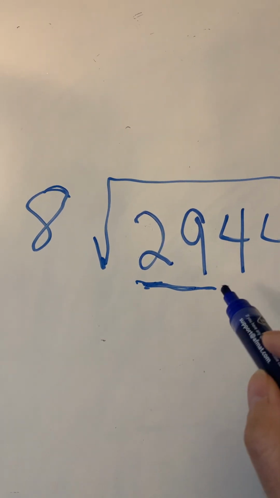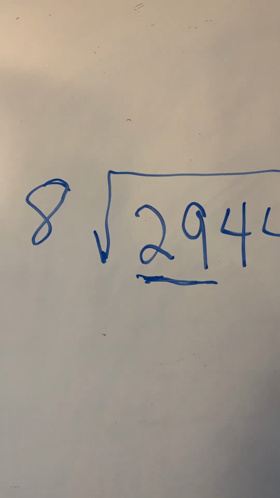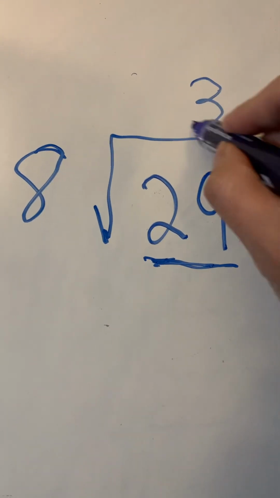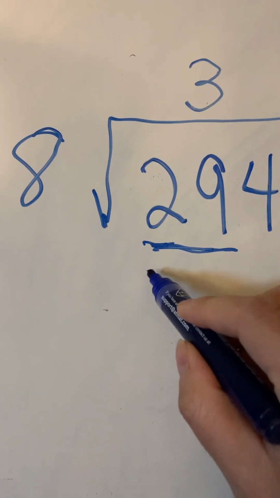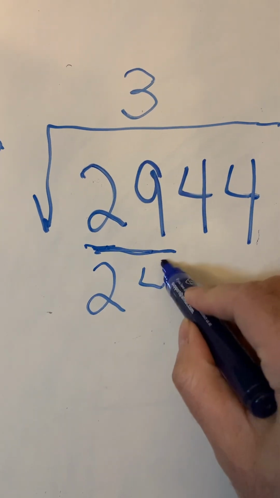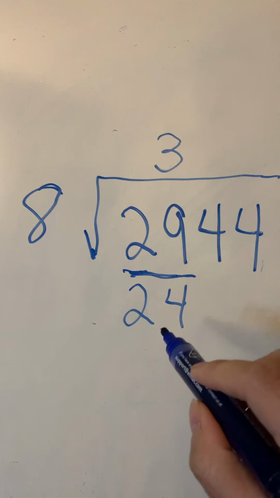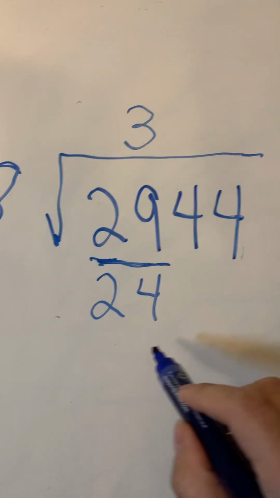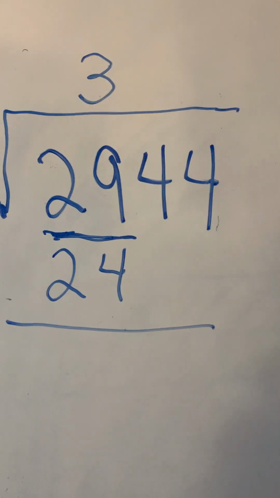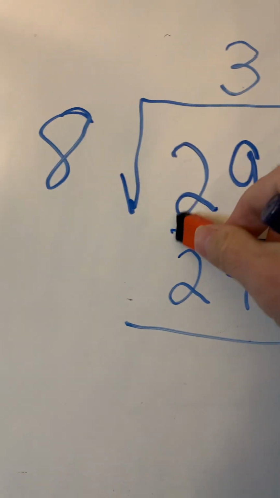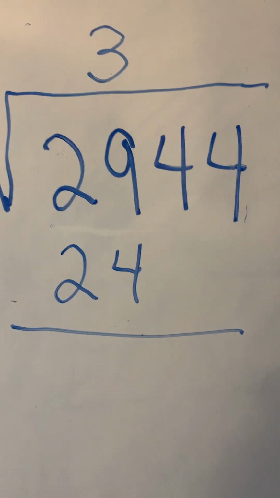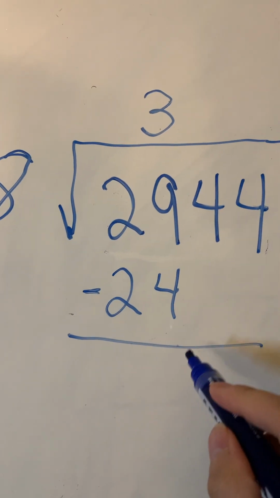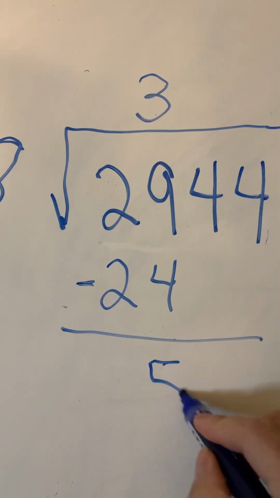1 is 8, 2 is 16, 3 is 24, 4 is 32. So it's 3 times. So you put a 3 up here, and 3 times 8 is 24. Okay? So it goes in 3 times, and it doesn't go 4 because 4 is 32. So then you just subtract those two. Then you go 29 minus 24 is 5.